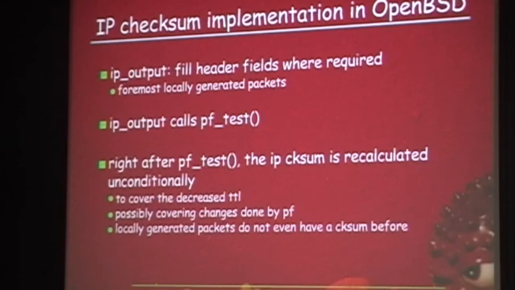Surprisingly, it also calls PF test for the outbound PF check. And right after that call to PF test, the IP checksum is recalculated unconditionally, always. You have to recalculate it because of the TTL decrementation, right? Locally generated packets at that point don't even have a checksum. Point is, after PF, the checksum is recalculated.